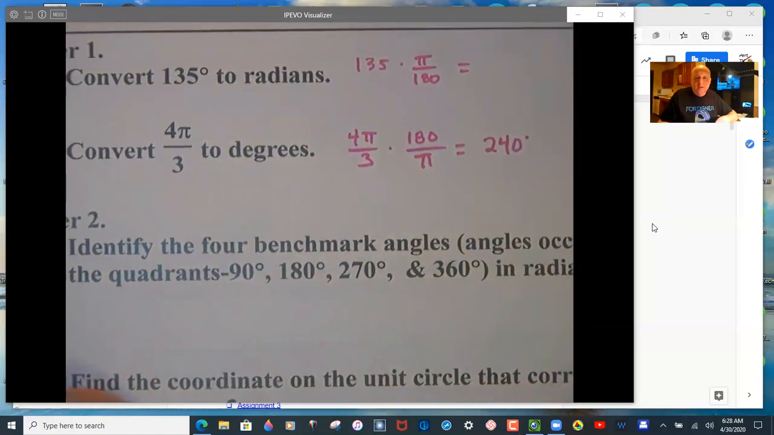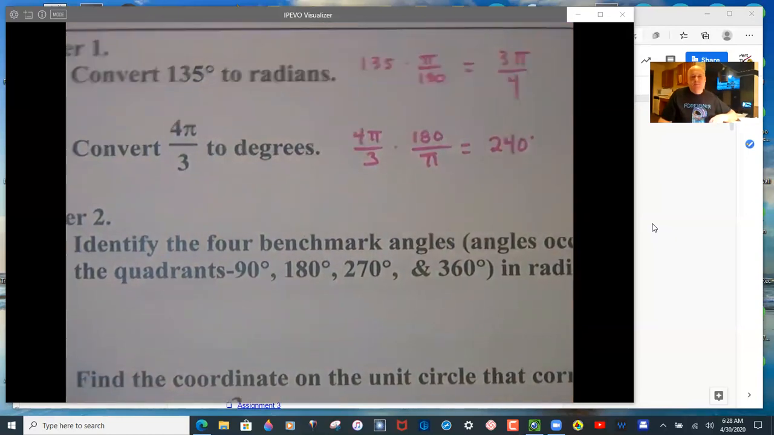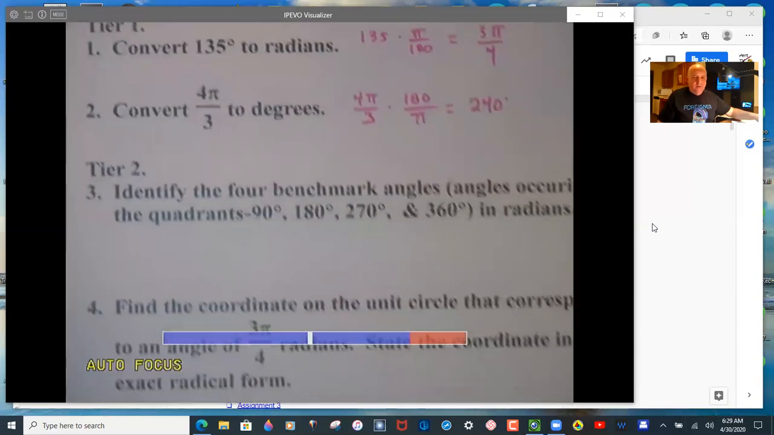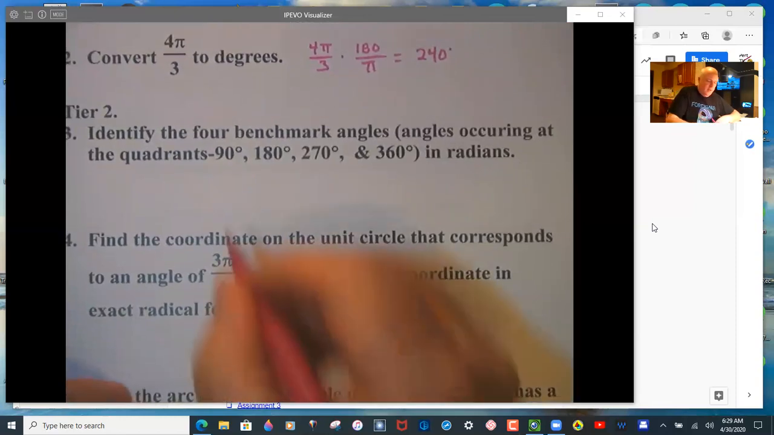That gives you 240. And then reduce 135 over 180 in your calculator, you get 3/4. And then just attach the pi on the end. Pretty simple with converting. Tier 2, this is going to be on the quiz. This is just for memory's sake.